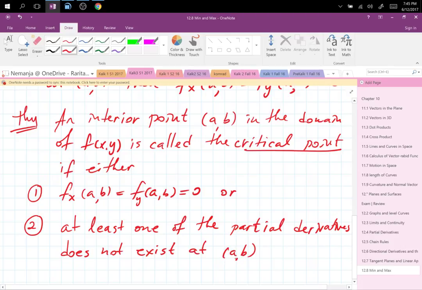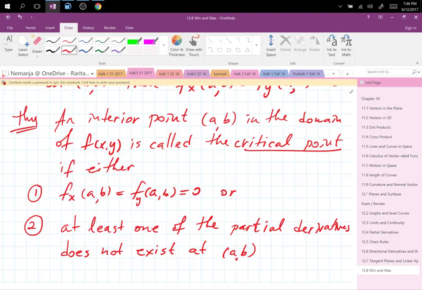I will just remind you from your Calculus 1 that the absolute value of x function has a minimum at 0, 0, and the derivative doesn't exist at that point. So that's one of the cases where the second one helps.